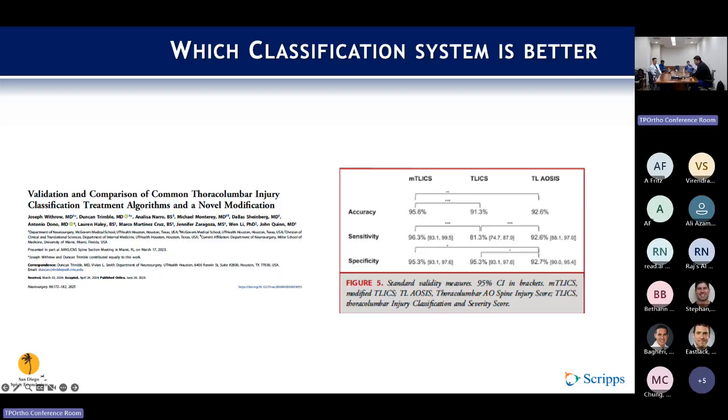However, the modified TLICS demonstrated improved sensitivity and accuracy compared to the original TLICS, and then higher accuracy and specificity than the AO classification. The sensitivity of the AO classification was higher than of TLICS, but it demonstrates that all three can be used. The modified TLICS is a little bit better. And the modified TLICS is essentially they added height loss greater than 50% or central canal stenosis greater than 50%. And then 2 points were added onto the original TLICS score to create the modified TLICS.